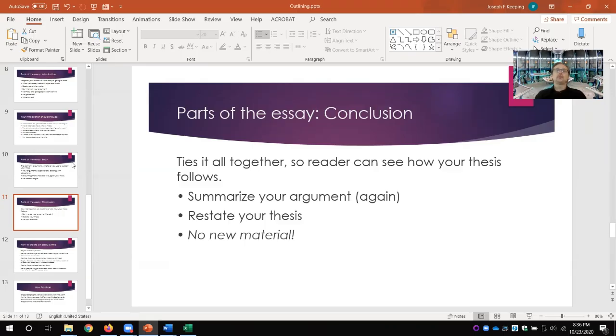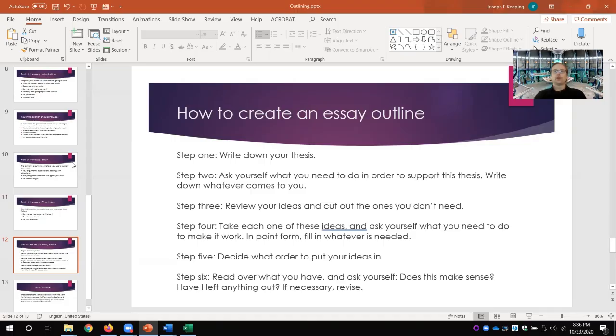Any questions on that? No? Okay. Well, let's move on to the method for generating an essay outline. This isn't just a method for generating an essay outline. It's kind of a method for generating a whole essay. You'll see what I mean as we go through it.